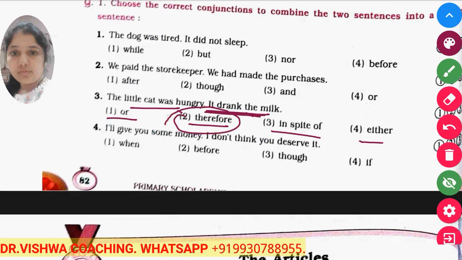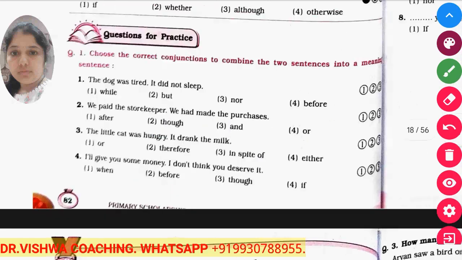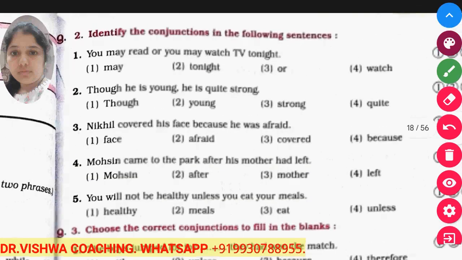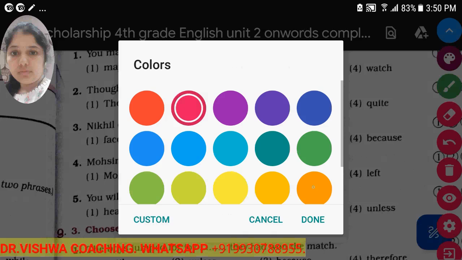If the sentence was like the cat was hungry, it did not drink the milk, then we would use in spite of. Like in spite of she was hungry, she did not drink. Okay. Either or is used when both possibilities are happening. So the correct conjunction is therefore here. Now the fourth one you try at home, and we'll take the second practice exercise question.